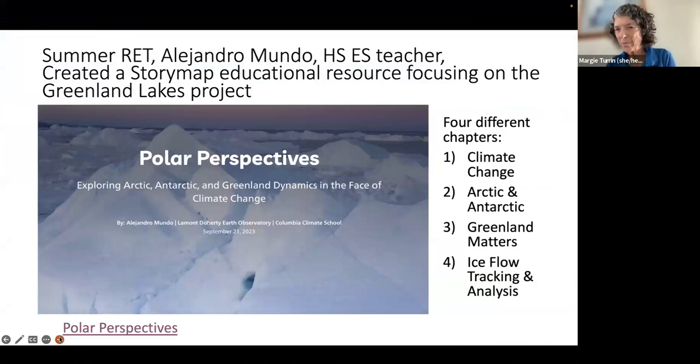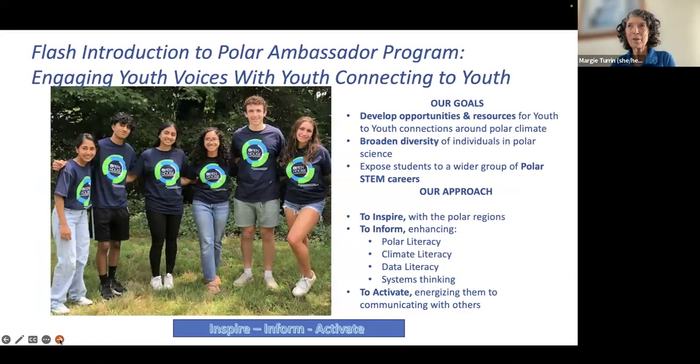And these things are linked, by the way, on the Polar Ambassador page and on our Polar Education pages, all of which come off education pages at the Lamont.